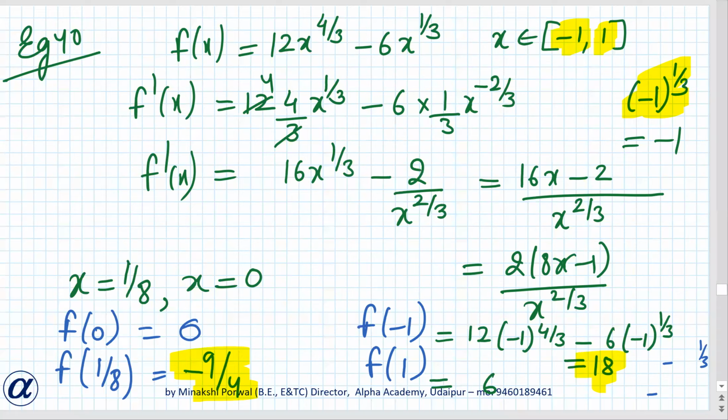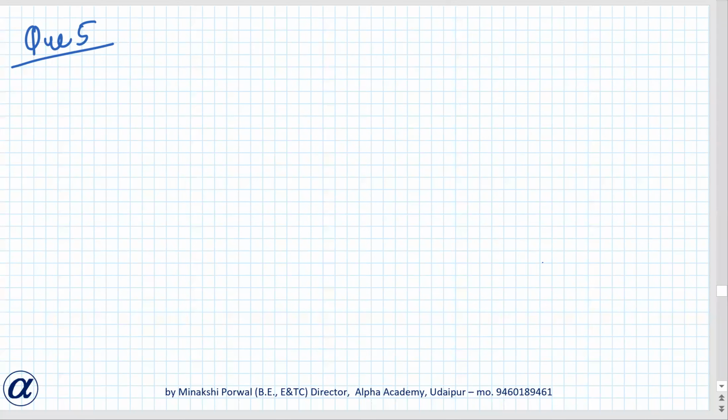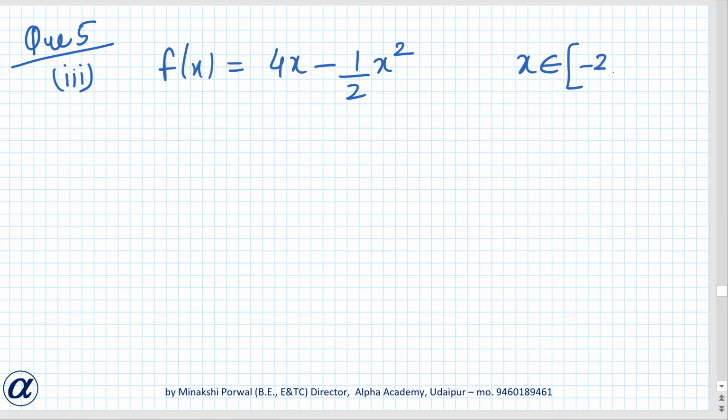Okay, ma'am. Yesterday, this is also about the absolute maximum and absolute minimum value of the following function only. Okay, so question 5, third part. f of x equals 4x minus 1 by 2 x square, x belongs to minus 2 comma 9 by 2.